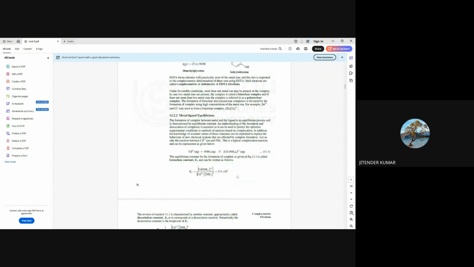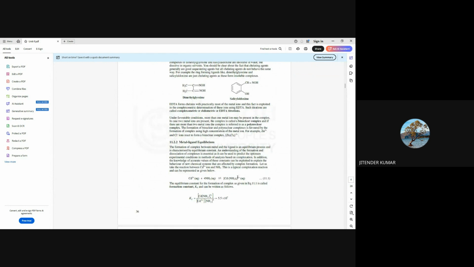In my industry, I use mostly EDTA. I use it for titration of calcium and magnesium, which is used to remove the hardness of water. Sometimes it is also used for seawater, which contains hardness. To remove the hardness, sometimes complexing agents are used, and EDTA is used, I think.